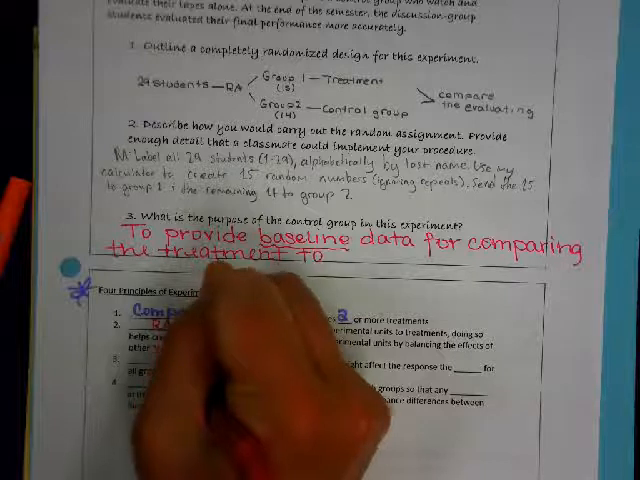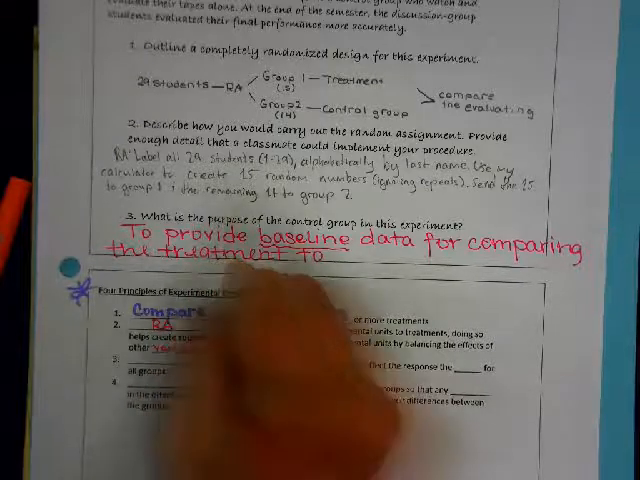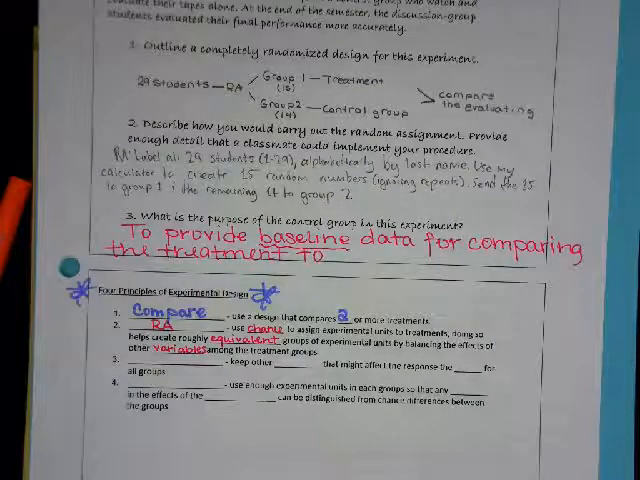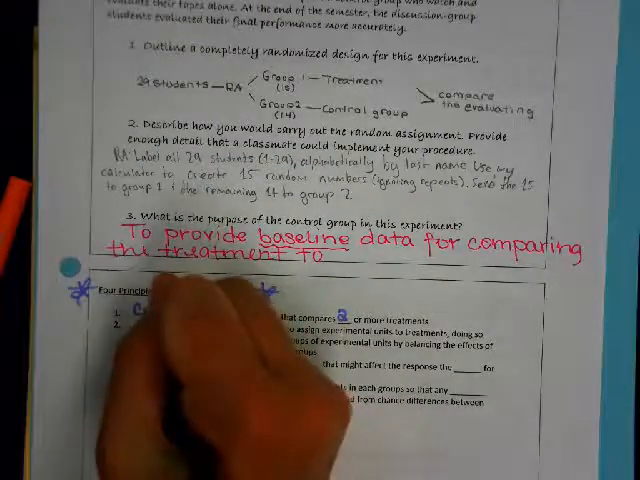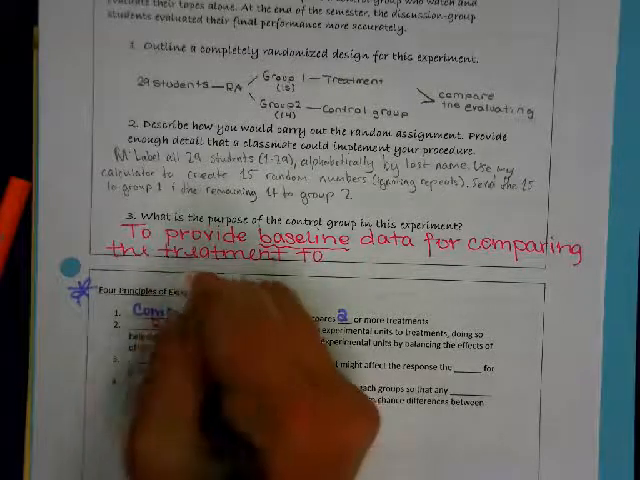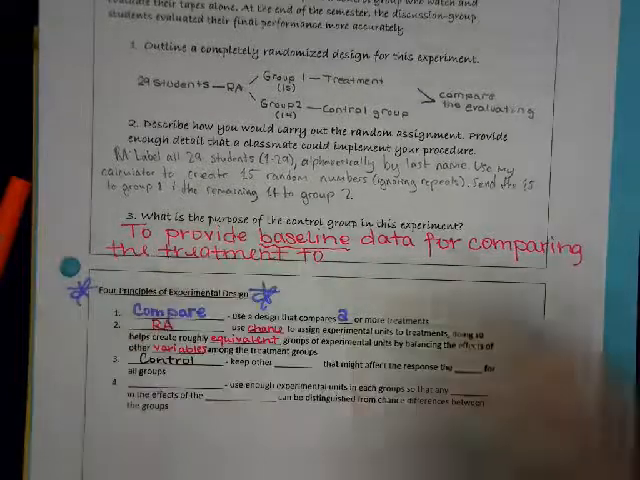The third one is control. You need to keep other variables that might affect the response the same for all groups.